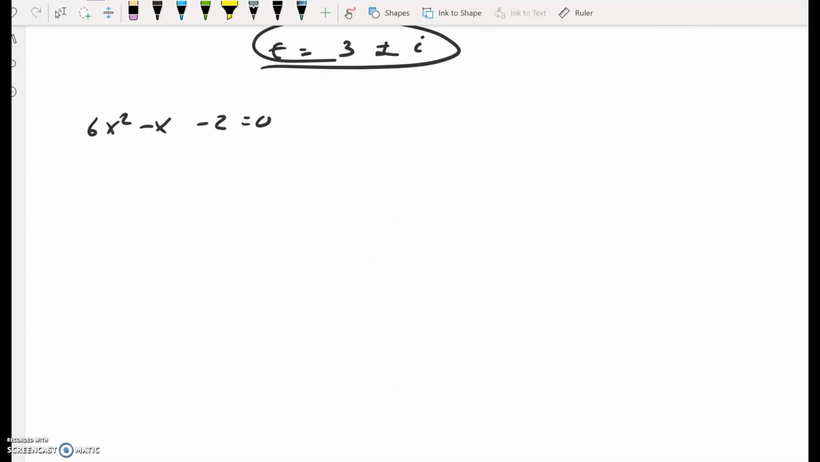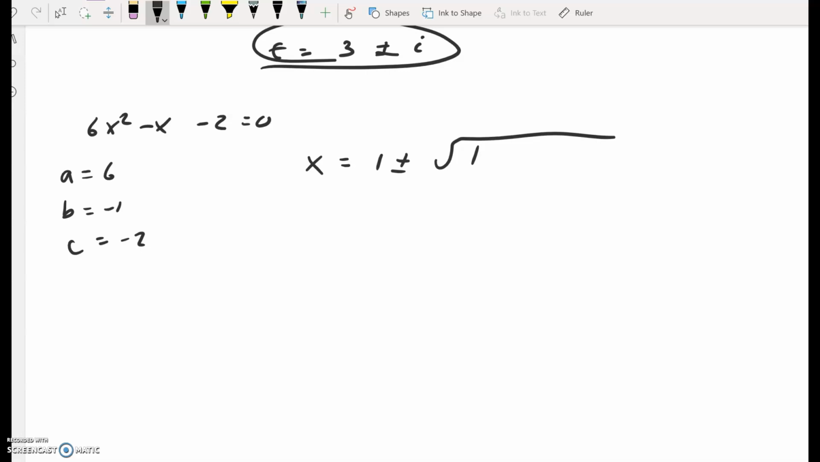Let's try this problem. So we have 0 on one side already, so we have a equals 6, b equals negative 1, c equals negative 2. We're solving for x. x equals the opposite of what b is, plus or minus the square root of b squared. B times itself is 1, minus 4 times whatever a times c is, and that's negative 12. 6 times negative 2 is negative 12. All divided by 2 times 6, 2a, which is 12.